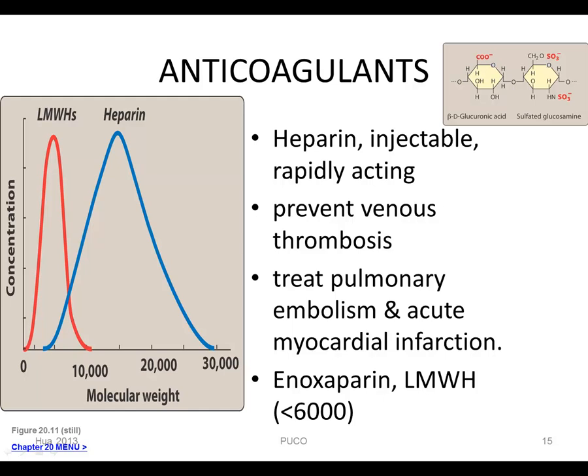Heparin is used in prevention of venous thrombus and the treatment of a variety of thrombotic diseases such as pulmonary embolism and acute myocardial infarction. The realization that a low molecular weight form of heparin can also act as an anticoagulant led to the isolation of enoxaparin, the first low molecular weight heparin, less than 6,000 Dalton, available in the United States.